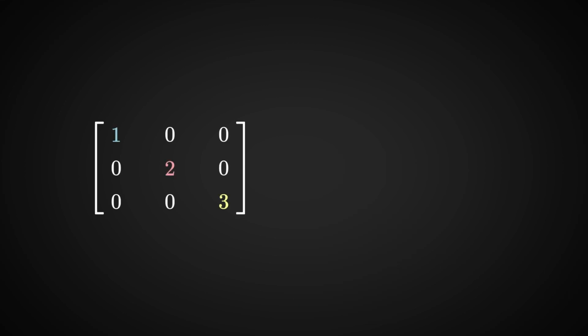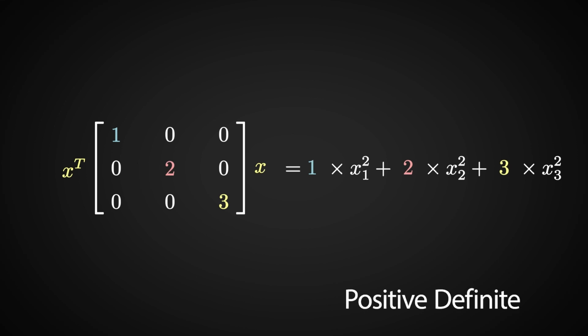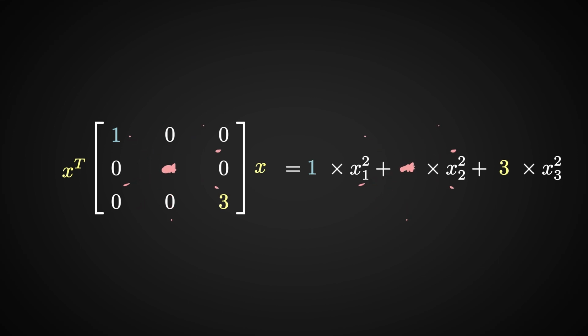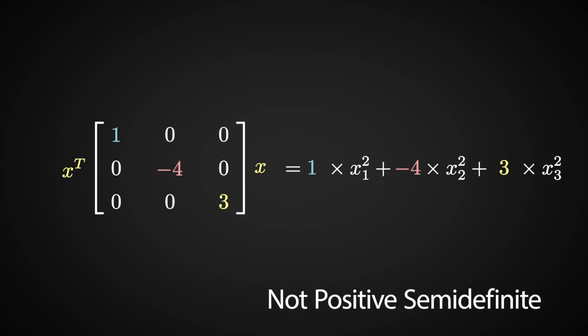Now let's take a look at a diagonal matrix that is not necessarily the identity. To be able to tell whether it's positive definite, let's multiply it on the left and the right by some non-zero vector x. In this case, we get the sum of the diagonal elements times the square of the entries of x. If all the diagonal elements are positive, then this diagonal matrix is positive definite. If one or more entries is 0, then it is only positive semi-definite. And if at least one of the diagonal entries is negative, then this matrix is not even positive semi-definite.